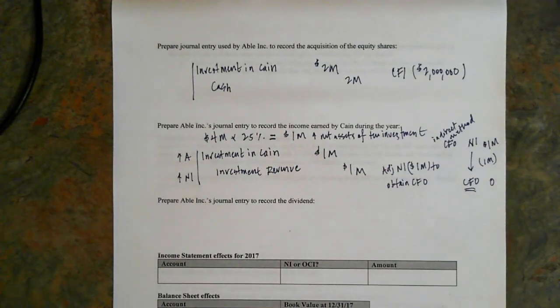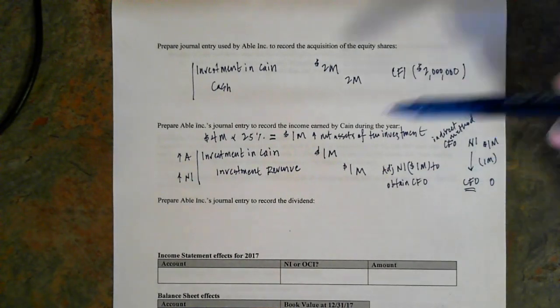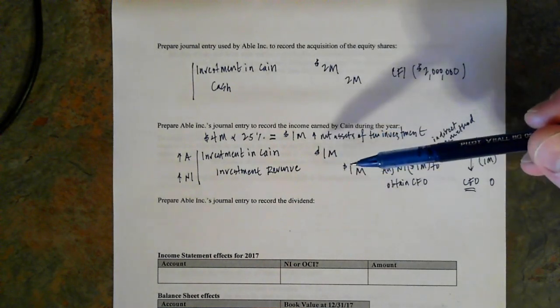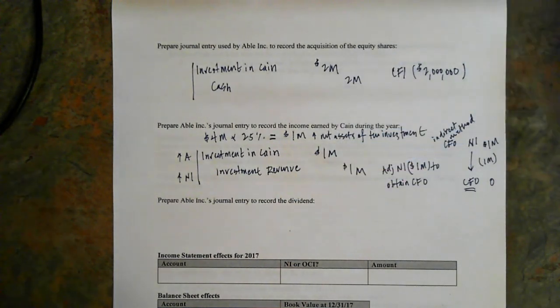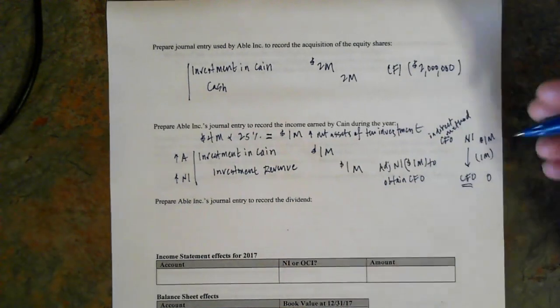And again, you could have done it thoughtfully this way, or you could have just asked yourself, is there a net income effect? Is there a cash effect, right? Remember those items from Intermediate 1. Now we want to prepare for the dividend. The dividend was all in all $1 million.